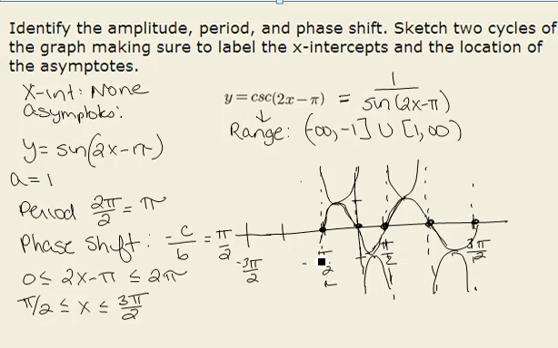The asymptotes happen starting at 0 and going every pi over 2 units. So our asymptotes would be at n pi divided by 2, for n being an integer.